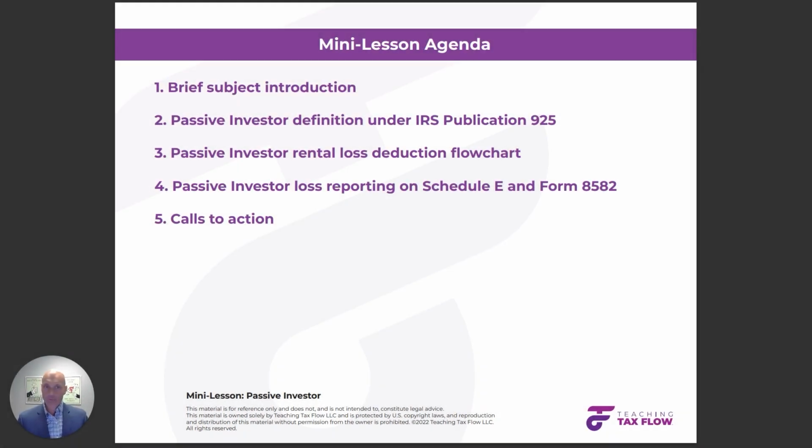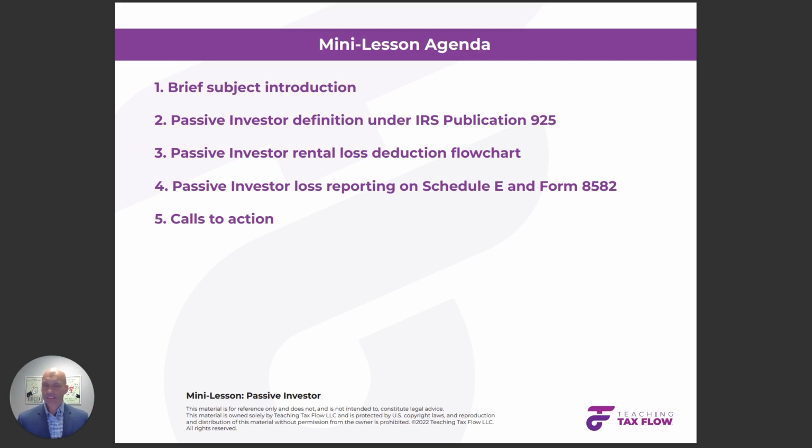And talk through what a passive investor is under IRS Publication 925. We're also going to talk through if you have rental losses. Now, we always talk about that cash flow versus tax flow. And when we talk about rental losses and tax flow, that doesn't mean that you're not making money and you don't have positive cash flow. We're talking about losses on your tax returns that are primarily due to that depreciation deduction and that difference between tax flow and cash flow. So if you're a passive investor, when can you deduct those rental losses?